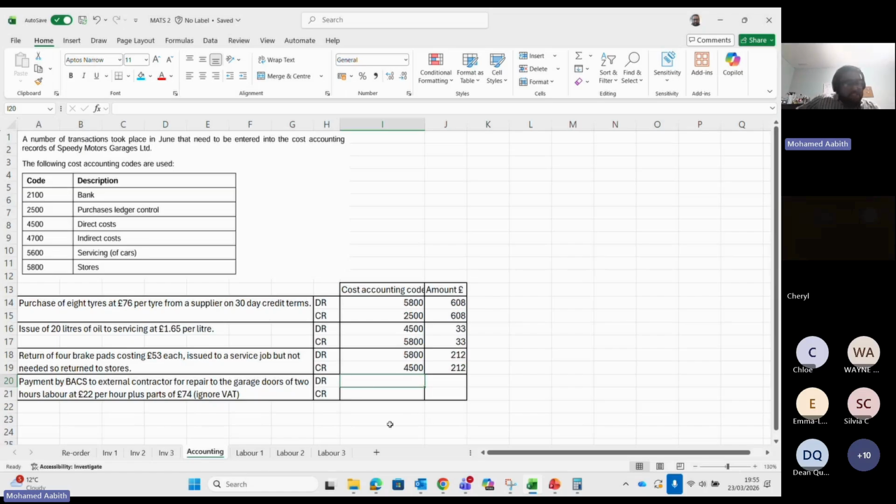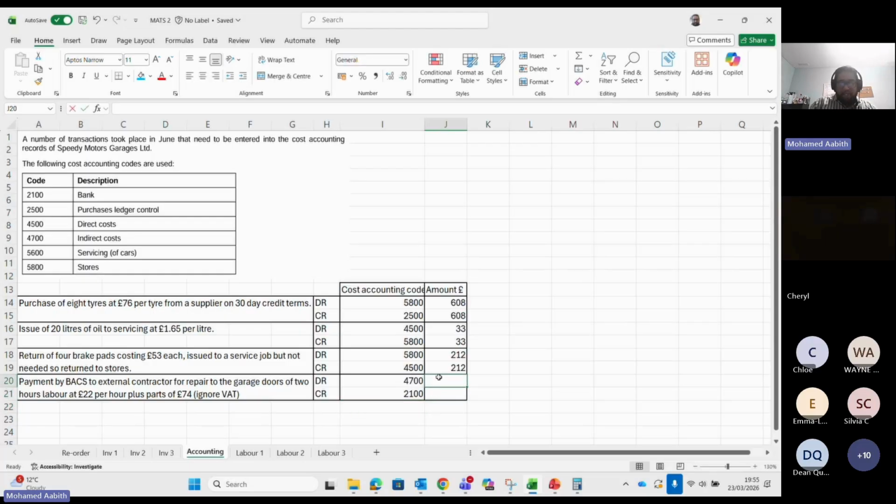Next one is payments by BACS to an external contractor to repair the garage doors, of 2 hours of labor at £22 per hour plus parts of £74. So what we're going to do here, we need to check it's been a payment to an external contractor to repair garage doors. The garage doors are indirect costs. So therefore, it's 4,700 indirect cost there. And then, what is that? The money is going out by BACS. So it's going to be 2,100 here, paid by money.